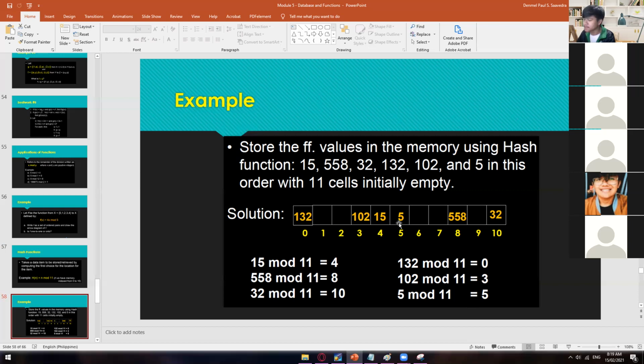As you can see, we still have enough space for the next data. So for now, did you guys get how we put those data in our cells?